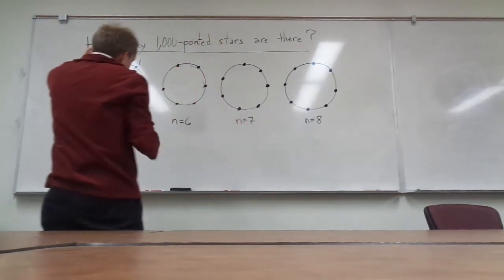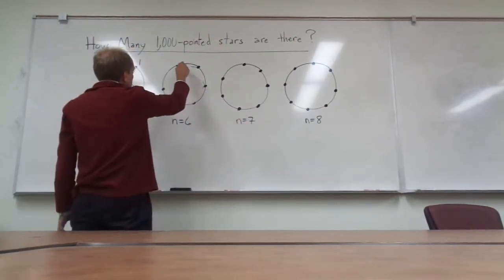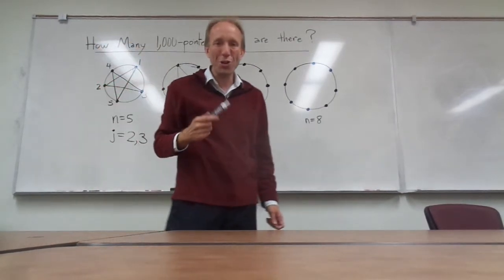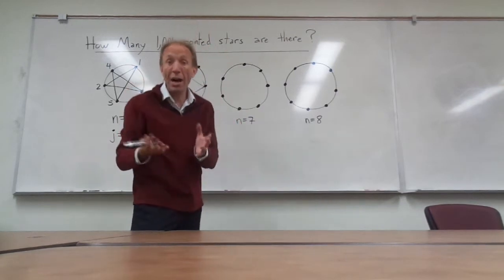All right? So what about connecting every second point? Well, if we connect every second point, you see that we form a premature triangle. Now, this is also not allowed in a star.